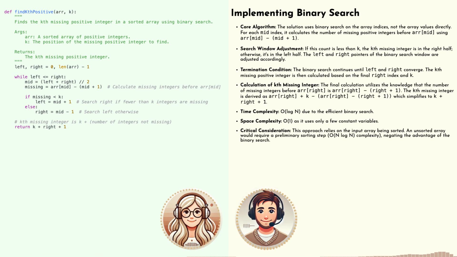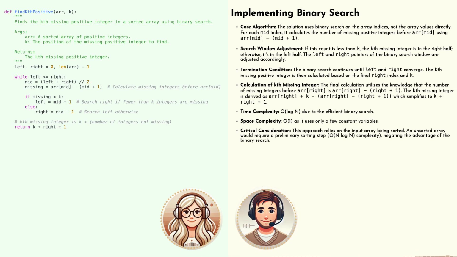Okay, but how do we count the missing numbers without actually going through them one by one? Big question. That's where the sorted nature of the array comes in handy. Because it's sorted, we can use a little trick. A trick. I love tricks. Me too. Okay, tell me. The number of missing integers before a given element is simply the element's value minus its index minus 1.